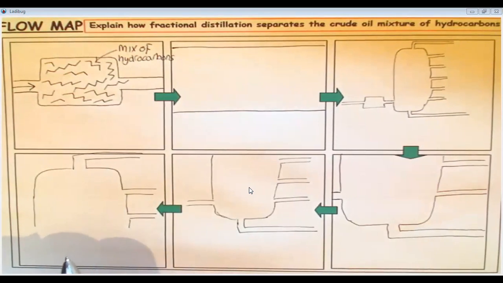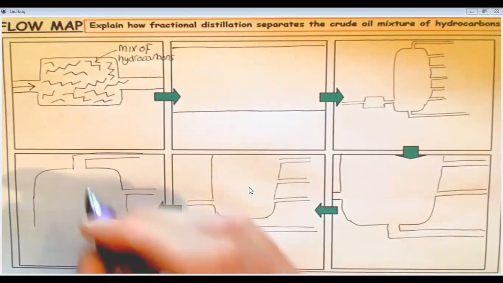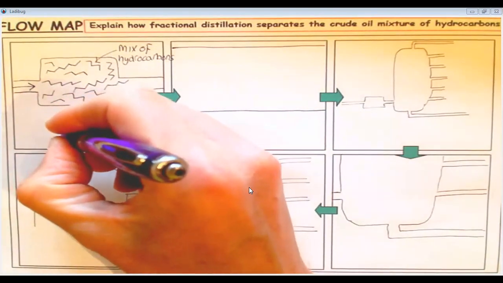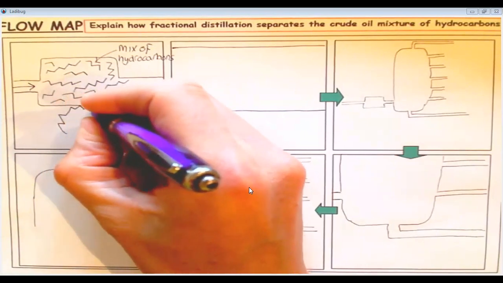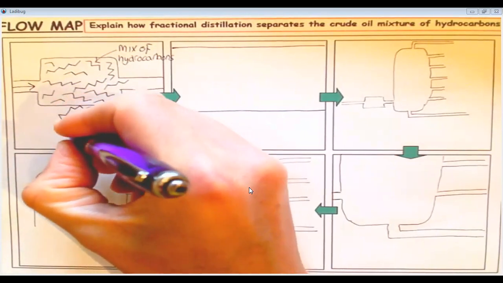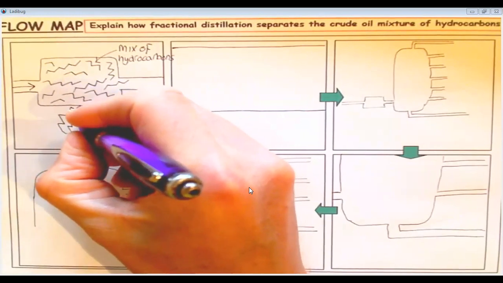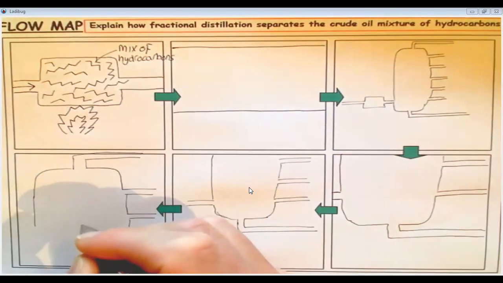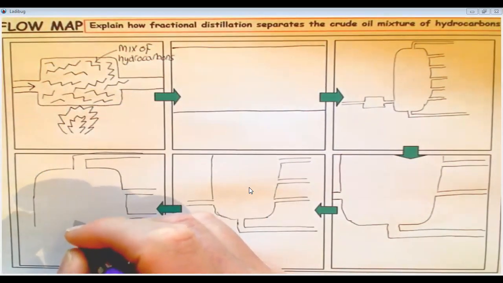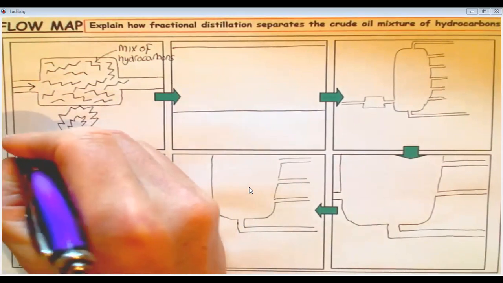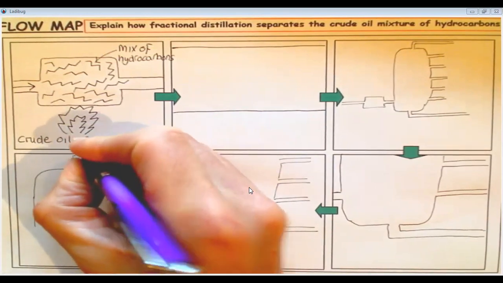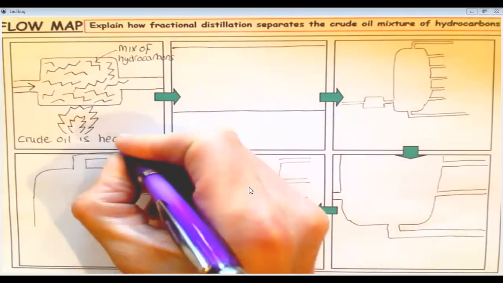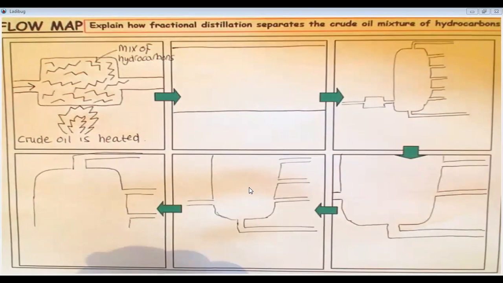So there we have a mixture of hydrocarbons all fairly packed together. And the first step is underneath this chamber, they will burn some fuel. It's supposed to represent my fire. And the crude oil is heated. So I'm going to write that at the bottom, crude oil is heated.